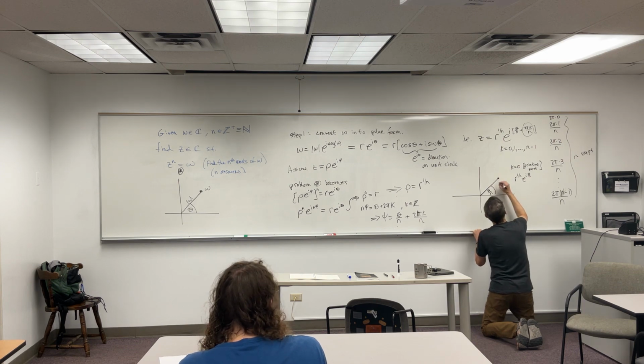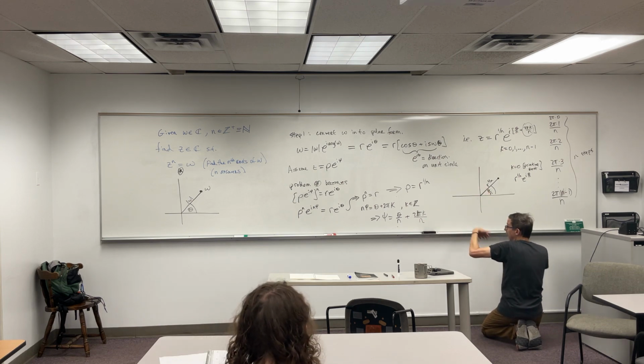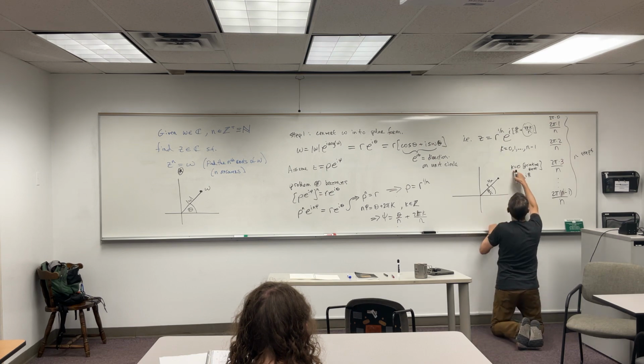And then the length of this is r to the 1 over n. So it's the nth root of the magnitude, and the argument divided by n. That's your primitive root. Then, let's take a look at the next one.